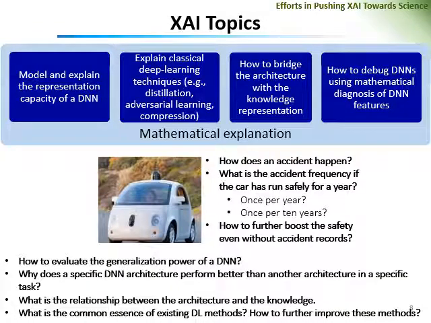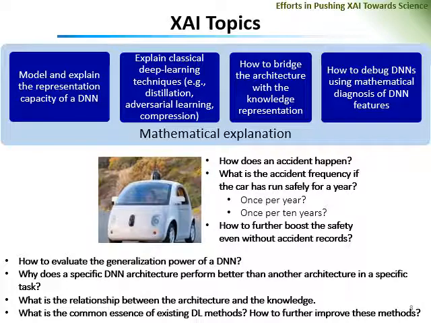Besides the schematic explanation of deep learning, the mathematical explanation of the representation power of the neural network is also important. For example, sometimes people want to model and explain the representation capacity of the DNN. Sometimes people want to explain the effectiveness of current deep learning technologies, such as knowledge distillation, adversarial learning, and network compression. Third, how to bridge the network architecture with the knowledge representation.